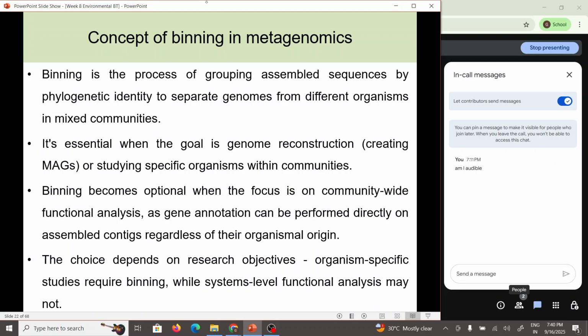And how are we going to choose it? It depends on our research objectives, whether we want to perform an organism-specific study, or we are going to do some community-wide functional studies, which are also called systems-level functional analysis. Systems-level functional analysis means studying the community-wide function of the whole group of microorganisms present in a particular habitat.